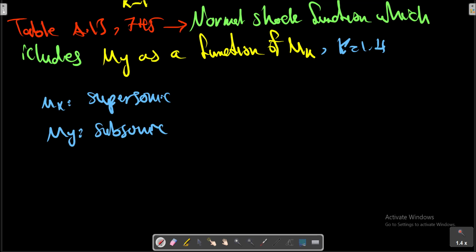These tables also give the pressure, density, temperature, and stagnation pressure ratios across a normal shock as a function of Mx.